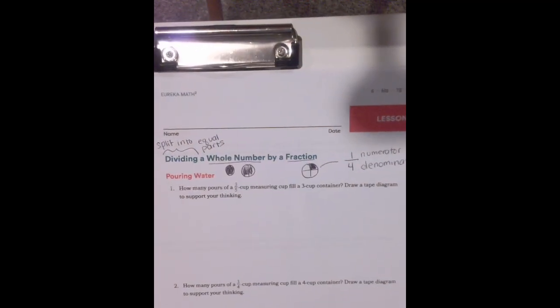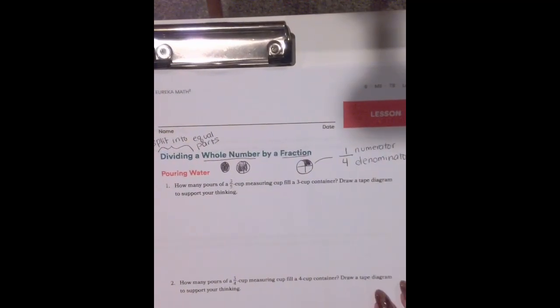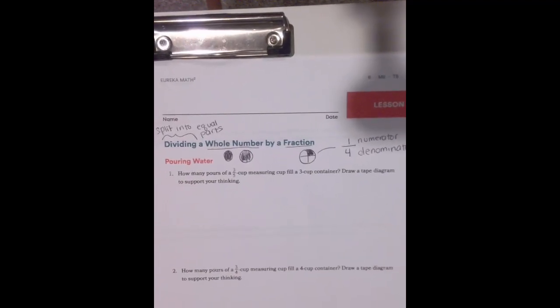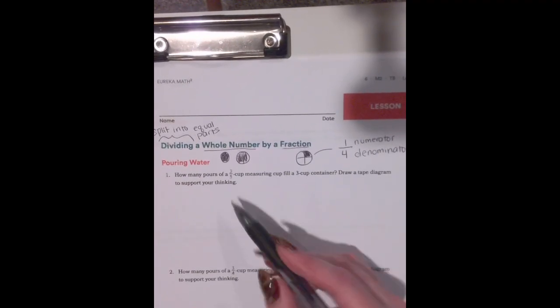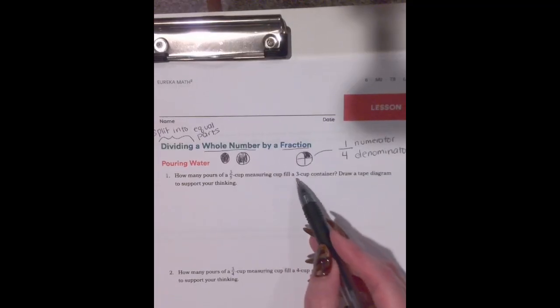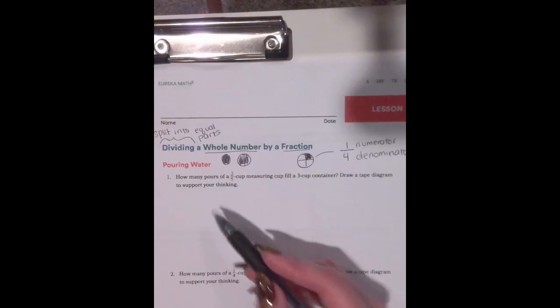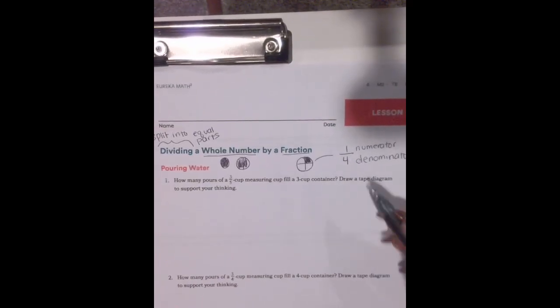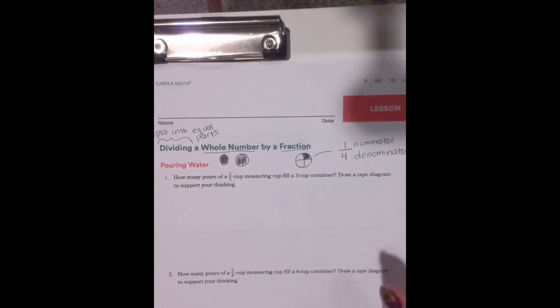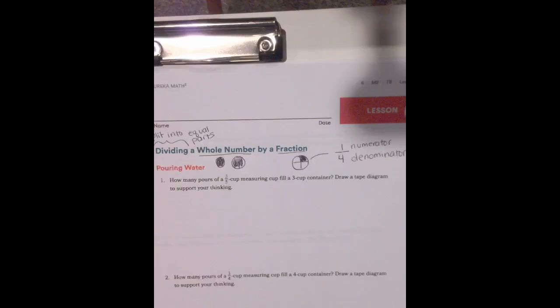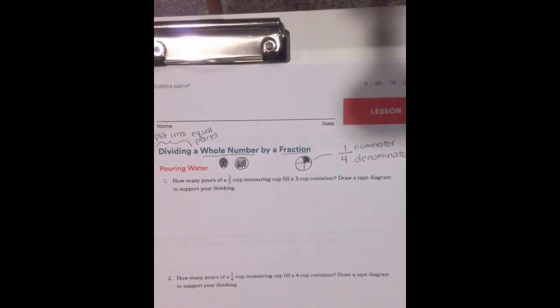So now that we have some of these parts talked about, we are going to get into the first question. So the first one says, how many pours of a 3/5 cup measuring cup fill a 3-cup container? Draw a tape diagram to support your thinking. So before we get started, I want you to think if you're making some sort of lemonade or something, and you have to use a measuring cup to continue to pour into a larger space. So that's what you're thinking of. You're having to pour multiple times into a larger container.